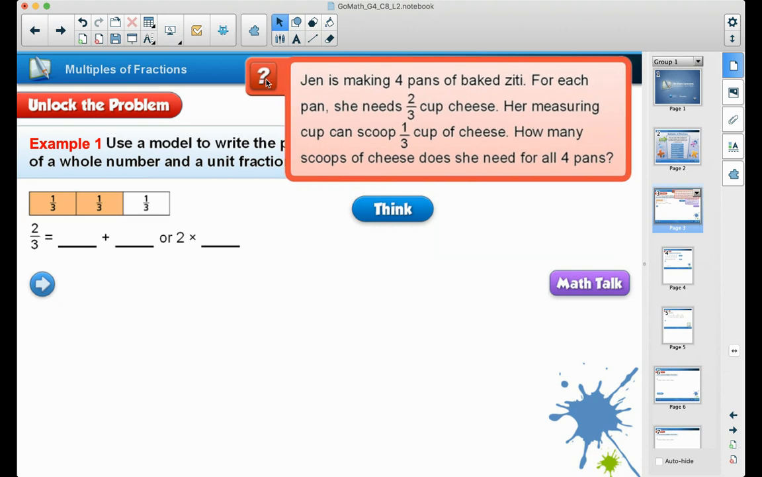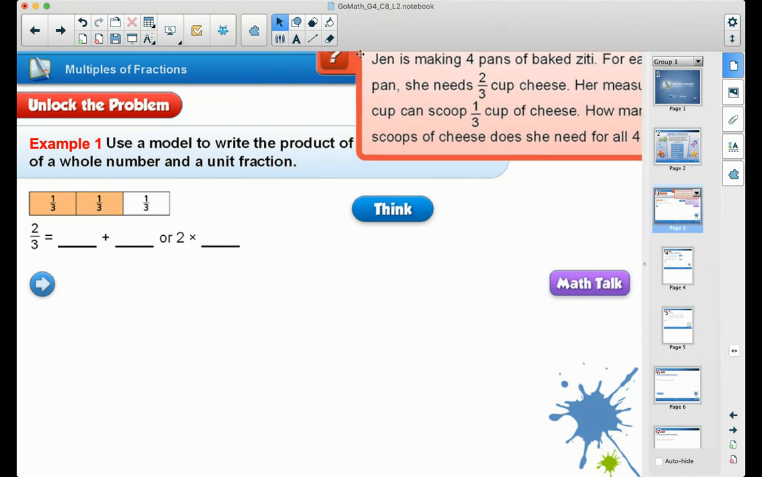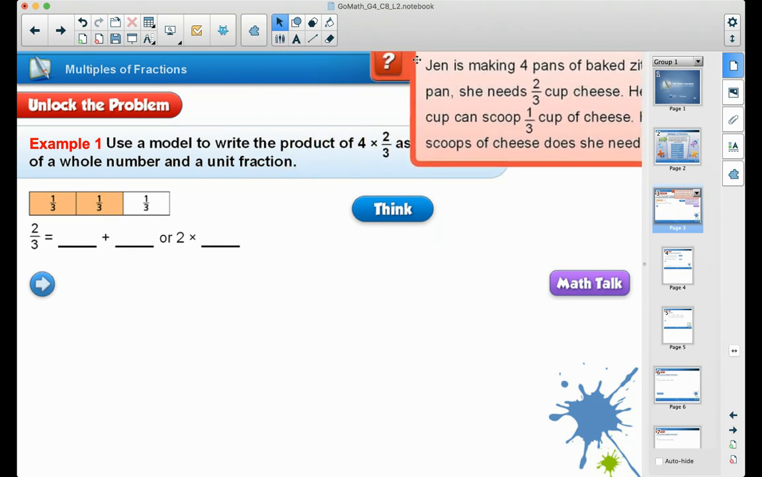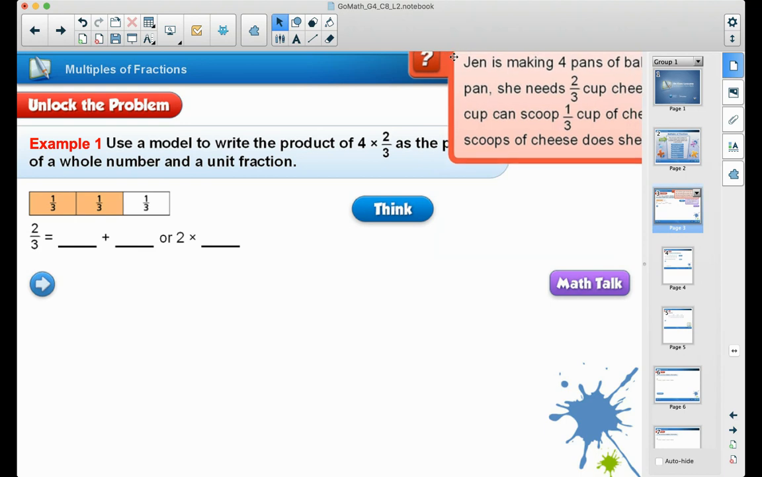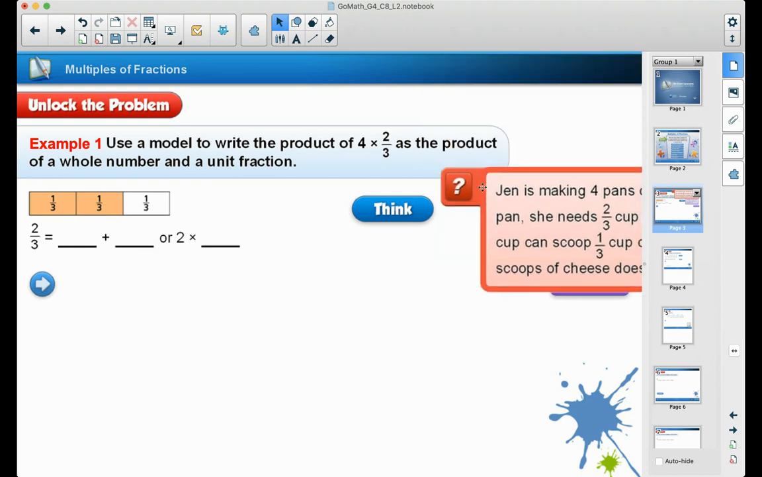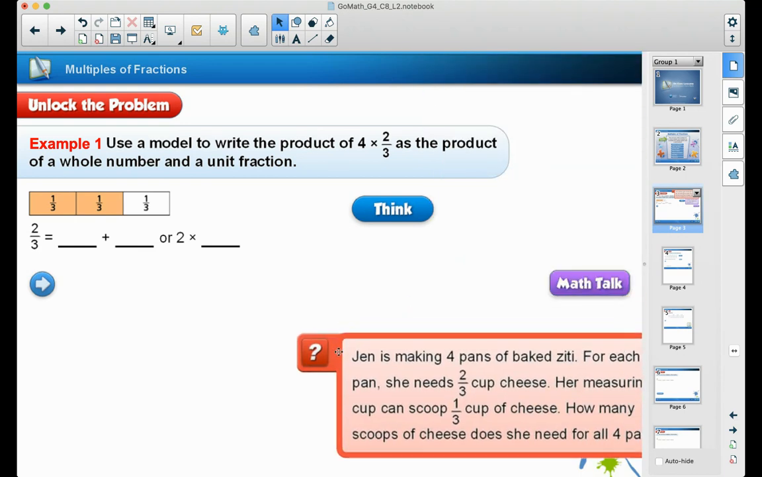Jen is making 4 pans of baked ziti. For each pan, she needs 2/3 of a cup of cheese. Her measuring cup can scoop 1/3 cup of cheese. How many scoops of cheese does she need for all 4 pans? Okay, to begin with this, we're going to use a model to write.